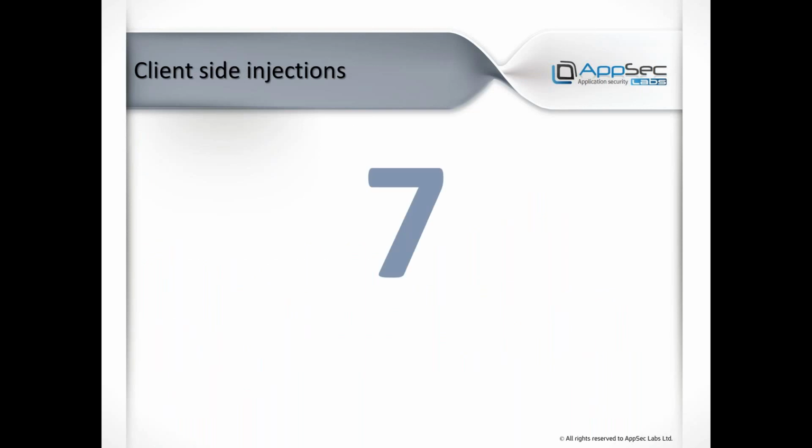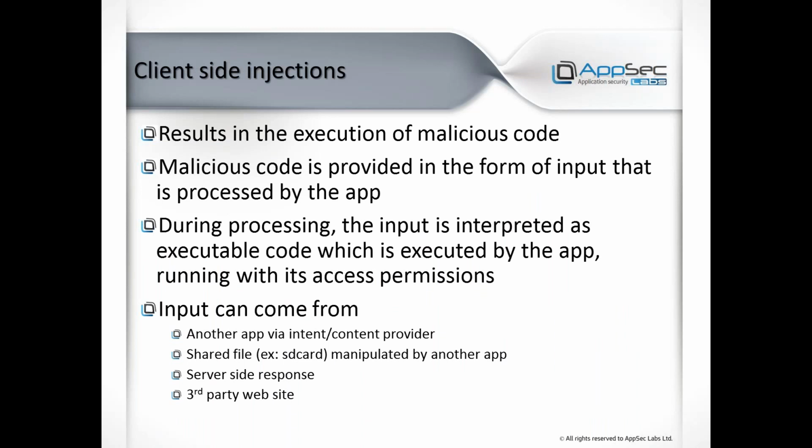Problem number 5 is client-side injections. Client-side injections are quite similar to server-side injections, but now we're talking about injections that happen on the client side. We're talking about injections that, for example, happen when one app is sending information to another app on the same device. And this is something that we don't have in web apps. Now we're talking about attacks that happen solely on the mobile app. The server side doesn't even know about it.